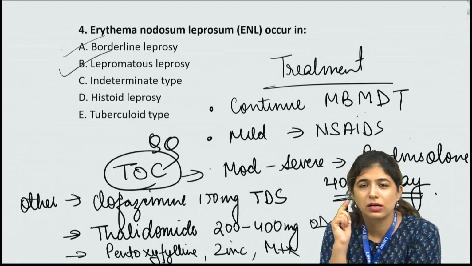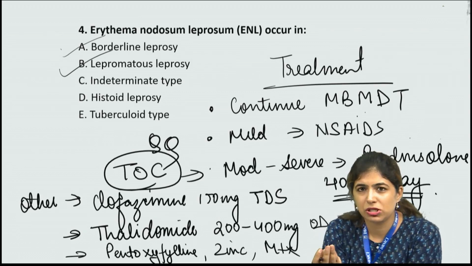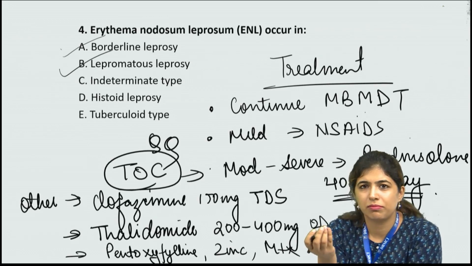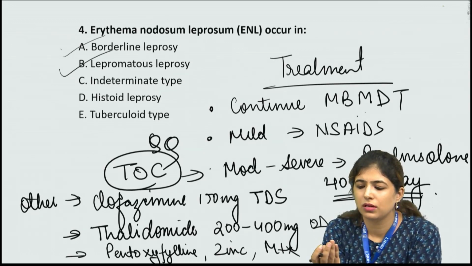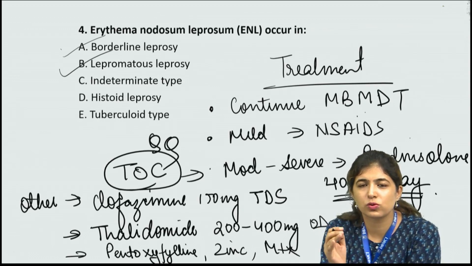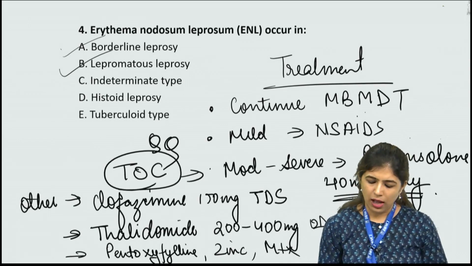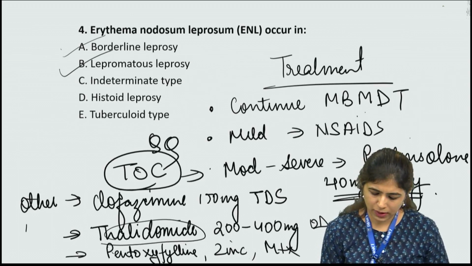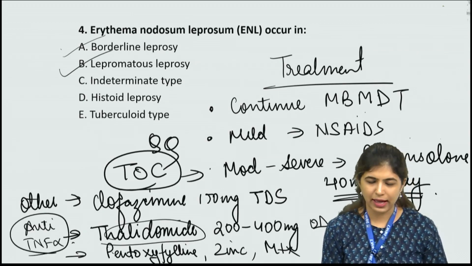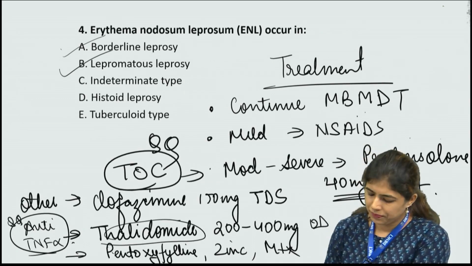Then other than this, other uses of thalidomide: multiple myeloma, HIV-associated aphthae, recurrent oral aphthae, Behçet's disease, other types of vasculitis. These are the uses of thalidomide. All of these are potential questions. How does thalidomide work here? Thalidomide works here due to its anti-TNF alpha action. Okay, this is also an important question. Right.